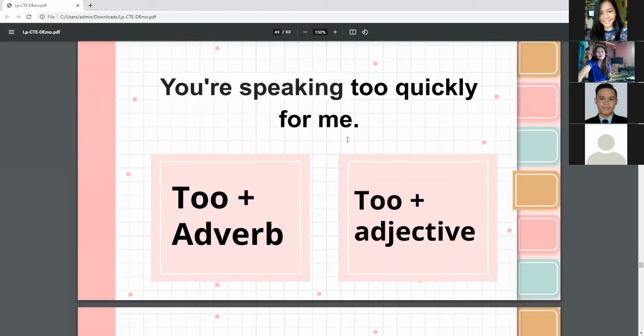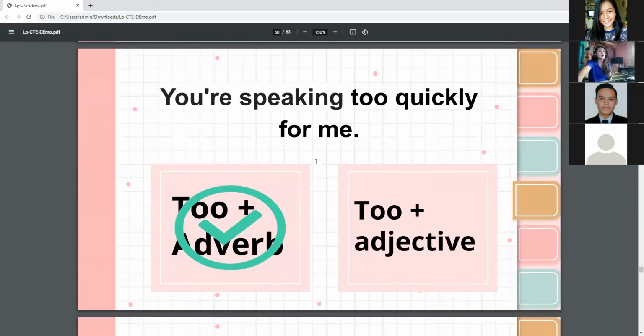Okay, next. Russell. You're speaking too quickly for me. Okay, two plus adverb or two plus adjective? I think, ma'am, that is two plus adverb. Okay, two plus adverb. Let us see. Okay, very good. Because the word quickly is an adverb.